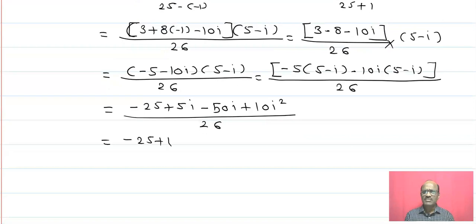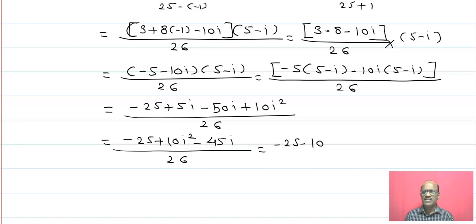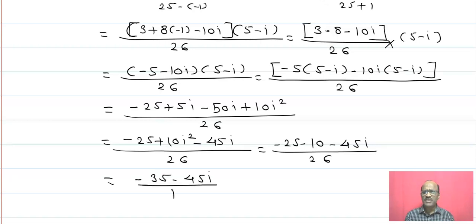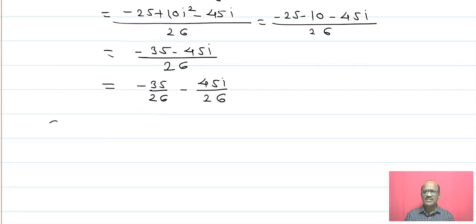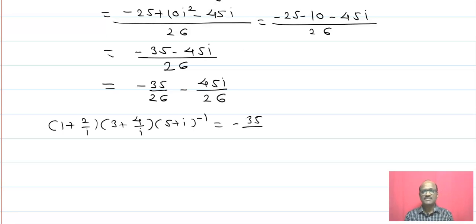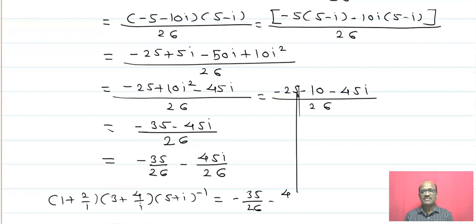Now see this multiplication: minus 25 plus 5i minus 50i plus 10i squared upon 26. Therefore the simplification is minus 25 minus 10 minus 45i upon 26, that is minus 35 upon 26 minus 45i upon 26. This is the answer.